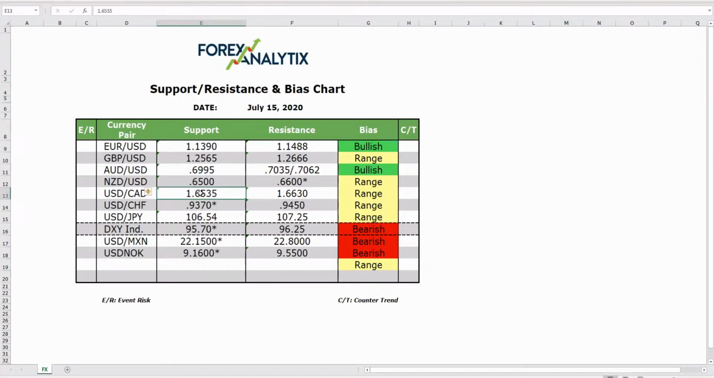Oh, it says 135.35. My bad. I don't know why I was putting in 6. 135 and 136. Sorry, guys. Okay, there we go. Those are the numbers. There we go.